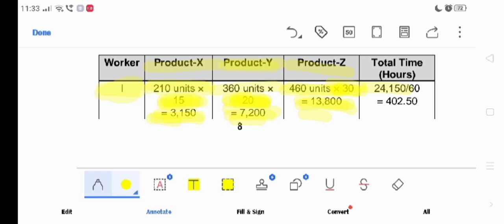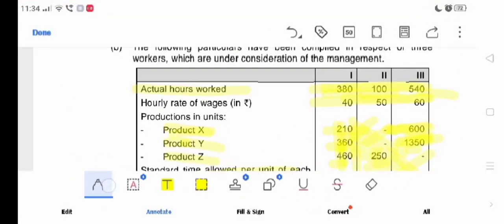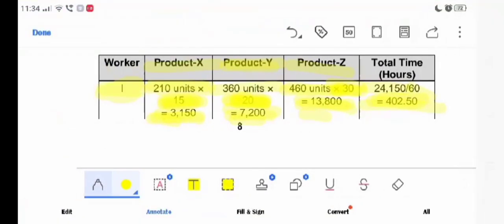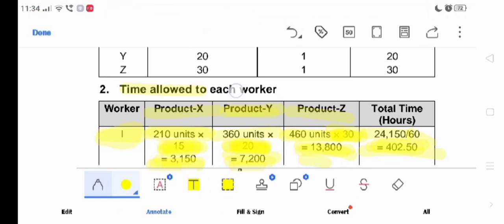But we are going to calculate that in hours, right? So divided by 60, 402.5 hours. This is the time allowed. And how much he took? 380 hours he took. So accordingly, we'll calculate the time saved. For now, we are going to calculate only the time allowed.